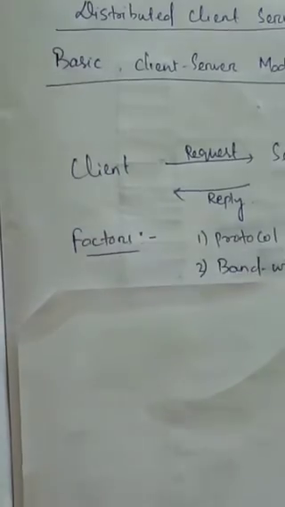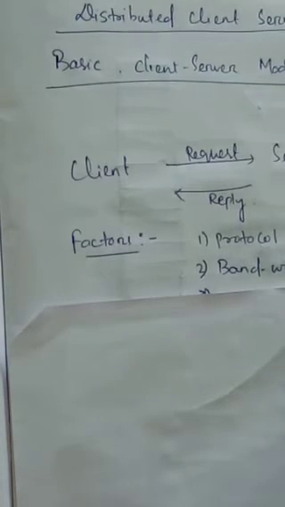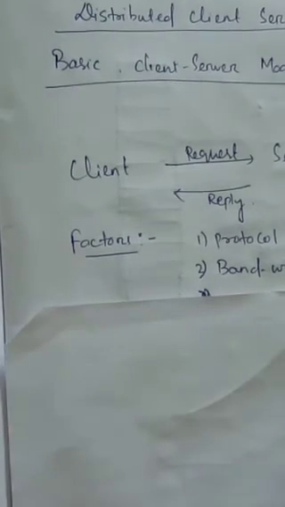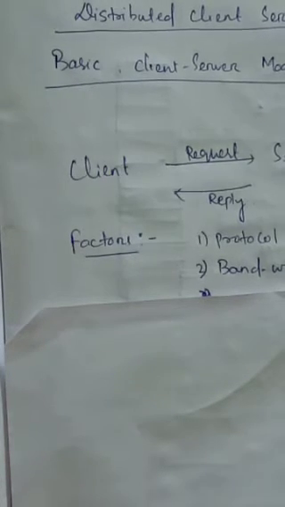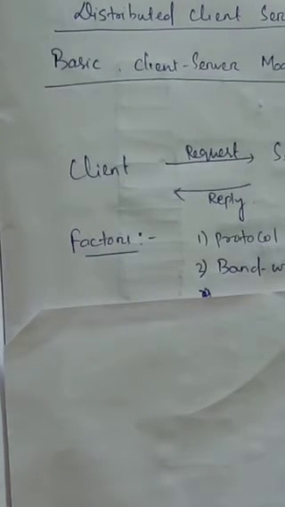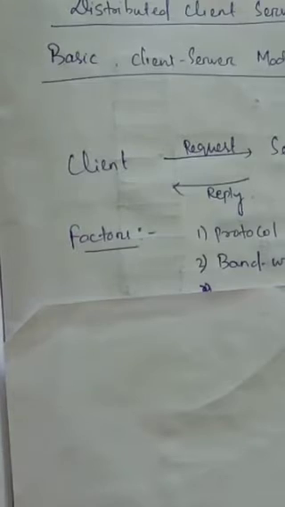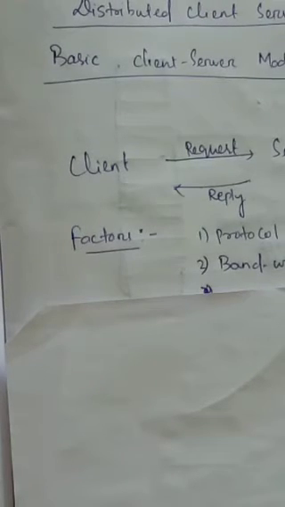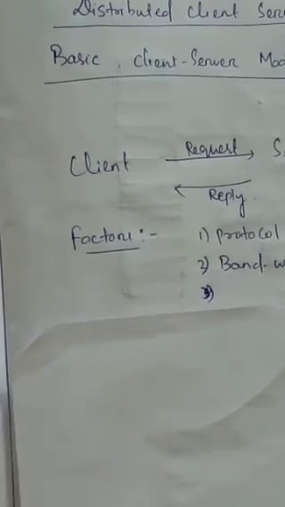It needs protocol. What do you mean by protocol? The set of rules. And the bandwidth of a network. Bandwidth means how much speed that a network have. If the network have a higher bandwidth, then the data transmission will occur, or any video and audio transmission will occur fast.